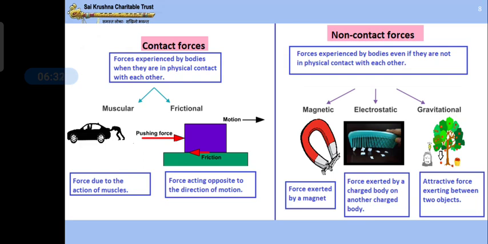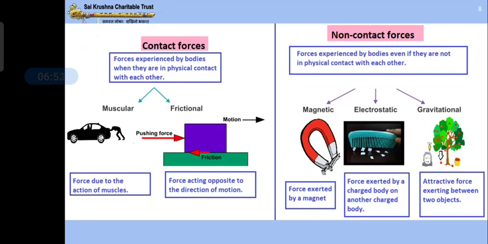Clear, children? Next comes the frictional force. Frictional force is nothing but the force acting opposite to the direction of motion, which means when you are pushing from left to right, the friction force will be from right to left. Clear? Even here the object is in touch with the ground, therefore, it is a contact force.